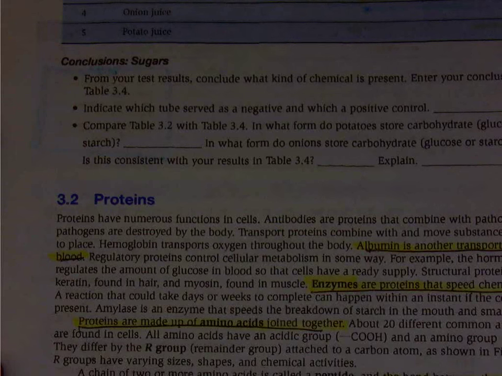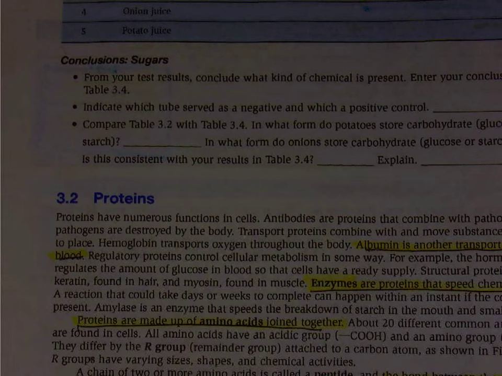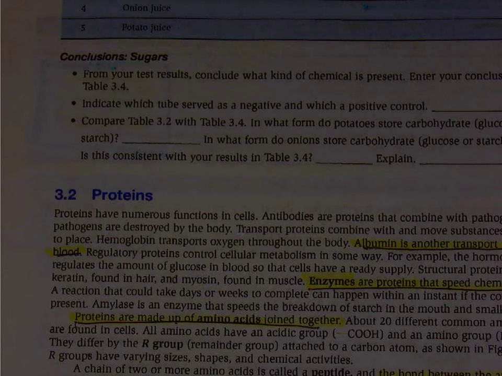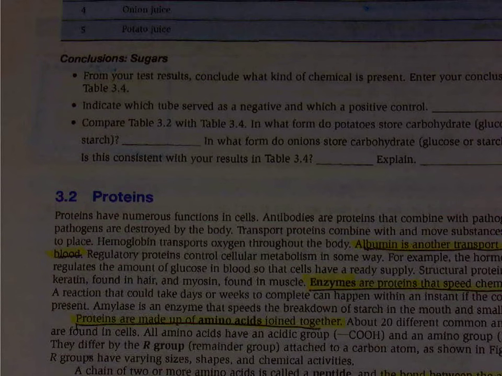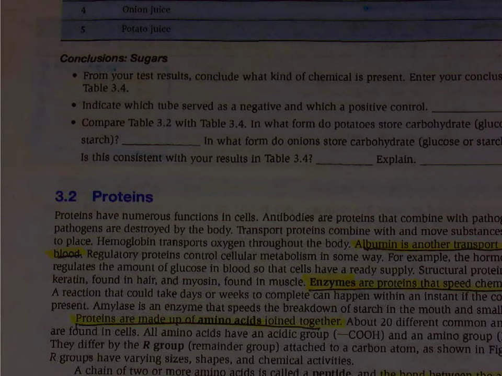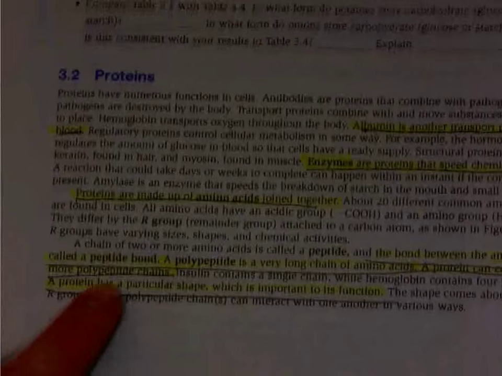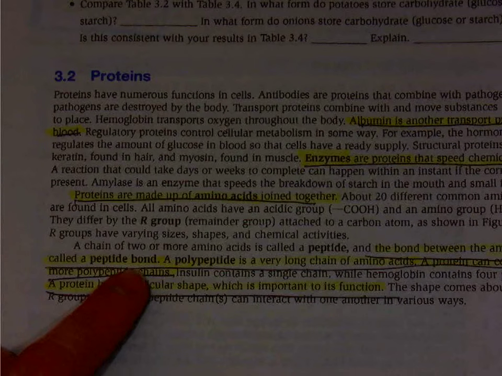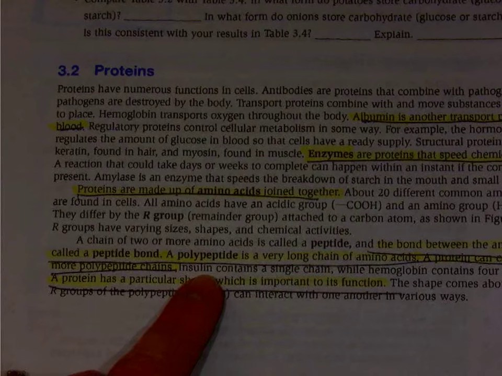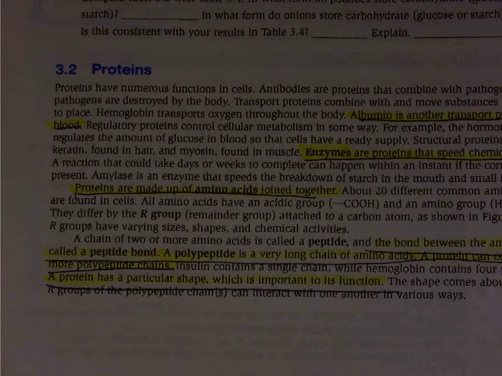Moving on to our next type of chemical structure, a macromolecule, I should say, is protein. Protein is made out of monomers. All proteins are going to be polymers made out of the monomer amino acids, all hooked together with special types of bonds referred to as peptide bonds. That's where we come up with the term polypeptide, which would be a large chain of amino acids.